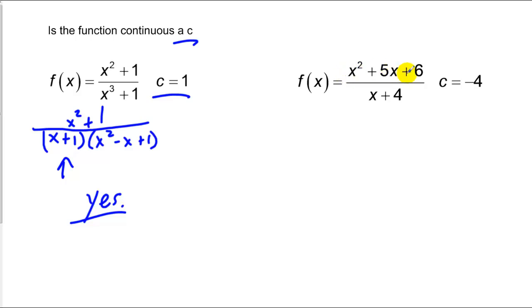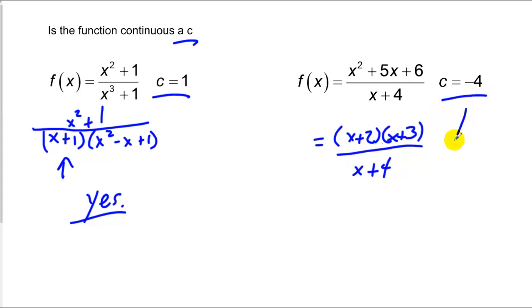When I take a look at this function here, I have f of x is equal to x squared plus 5x plus 6 over x plus 4. And I look at the numerator and say, well, I can factor that into x plus 2 and x plus 3 over x plus 4. And I want to know, is this function continuous at x equals 4? Well, clearly, if I plug x equals 4 in to the denominator, this function goes undefined. It'll have an asymptote. And I can clearly say, no, that's not continuous.